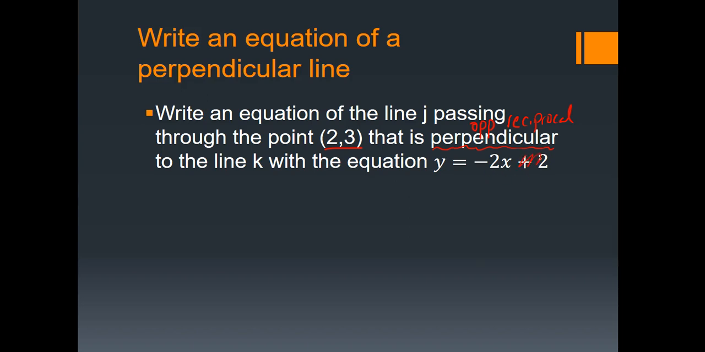Remember, we never use the b value that they give us, so my slope is negative 2 over 1. But because I want perpendicular, I need to do the opposite reciprocal. So I need to change the sign, so it's going to be positive. And I need to flip it over, so 2 over 1 becomes 1 over 2. So my new slope is 1/2, and then I still use my point.